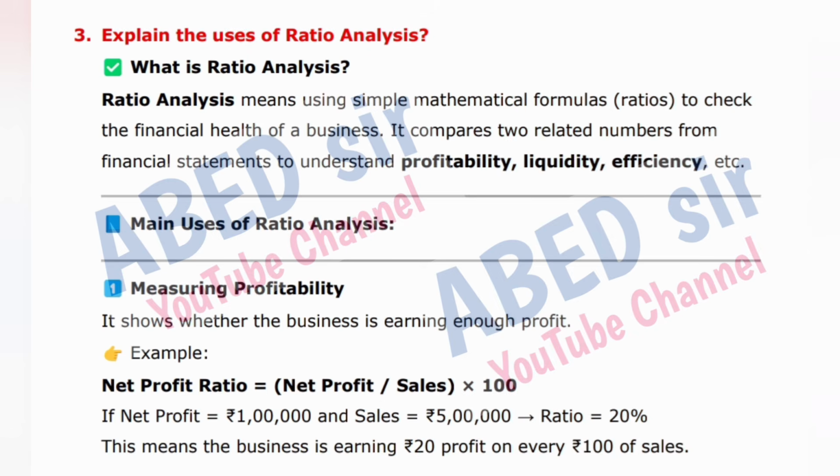Main uses of ratio analysis. 1. Measuring profitability. It shows whether the business is earning enough profit.